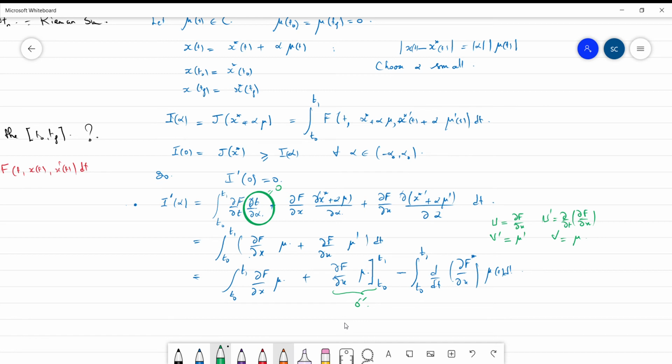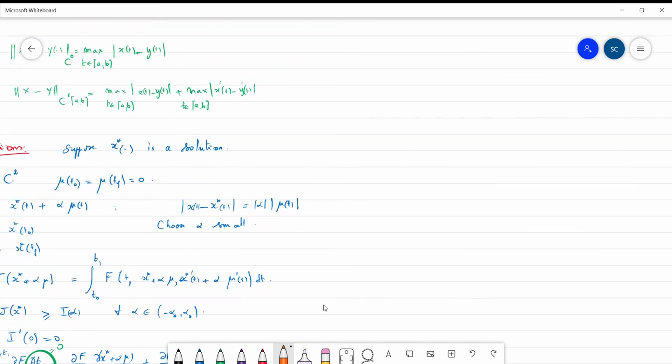Look at the last term we get. If we factor by mu, we will have df/dx minus d/dt of df/du, times mu of t dt. And this is true for any mu that is C2 and equal to 0 at the endpoints. And then there is a lemma that gives us that necessarily this quantity inside the integrand is 0, which gives us the necessary conditions.